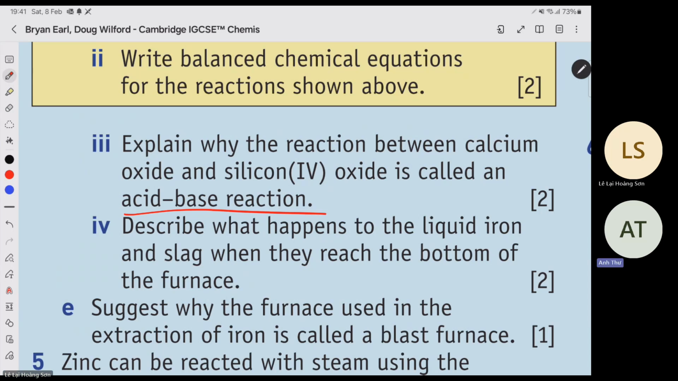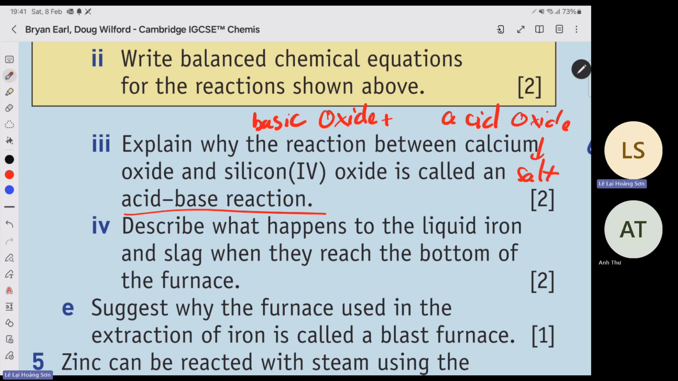Calcium oxide is the base, and silicon 4 oxide is acid. So when the two react with each other, it will be an acid-base reaction. It's going to be the basic oxide and acid oxide, right? The product is going to give you the salt. Essentially the basic acid-base reaction. Okay.